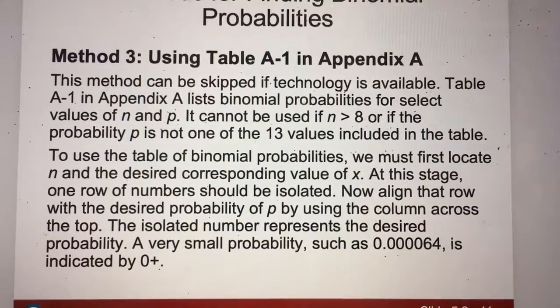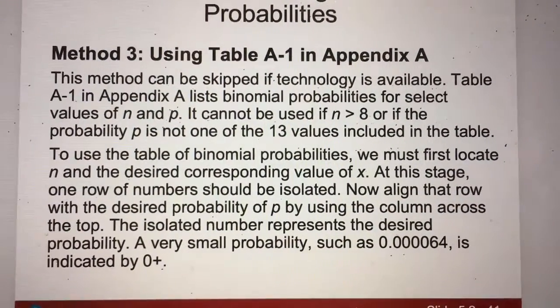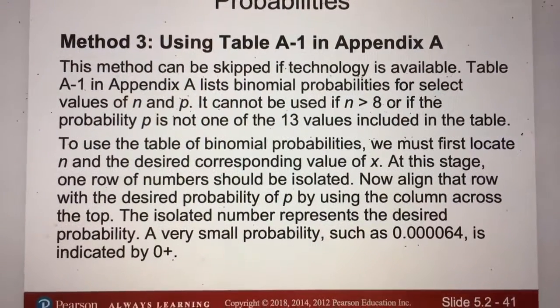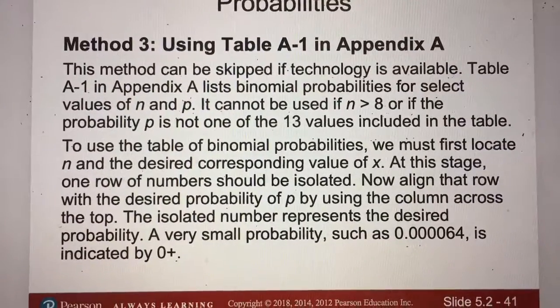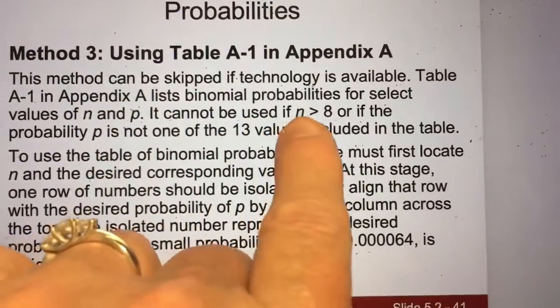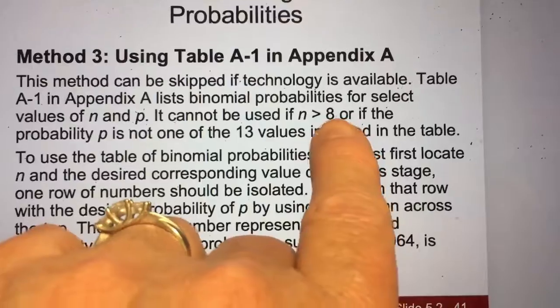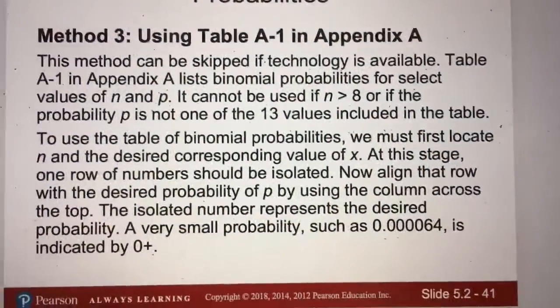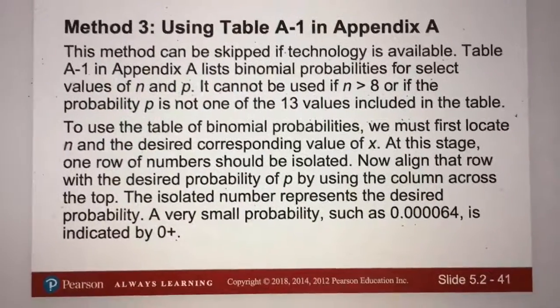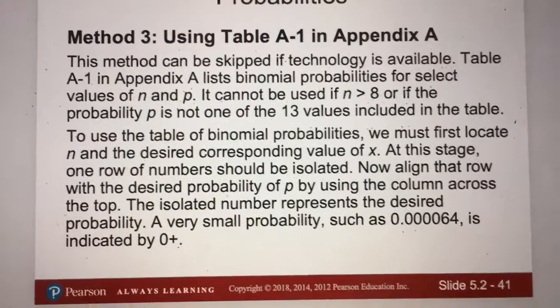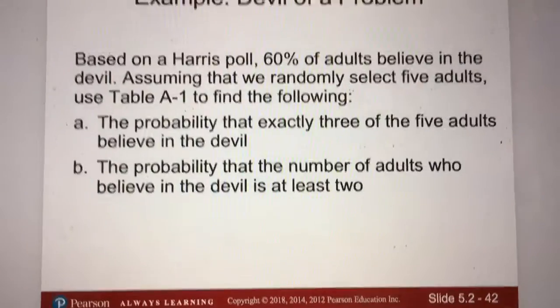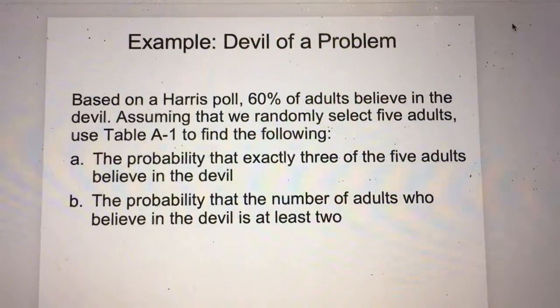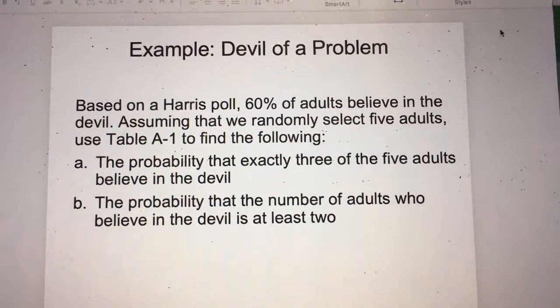Table A1 lists binomial probabilities for select values of n and p, but it only goes up to n equal to 8. So anything greater than 8, we can't do using the table. So we're going to look at the table and do another problem. Here is a problem that we're going to do with the table.